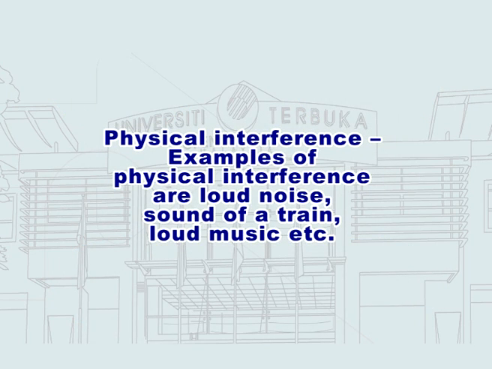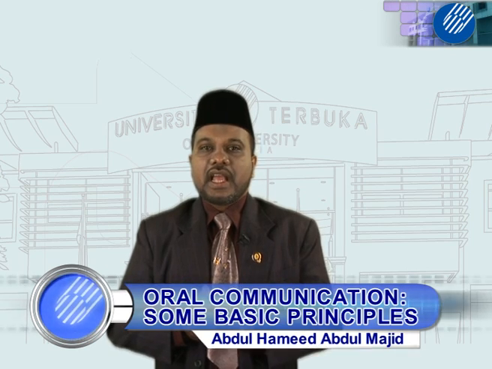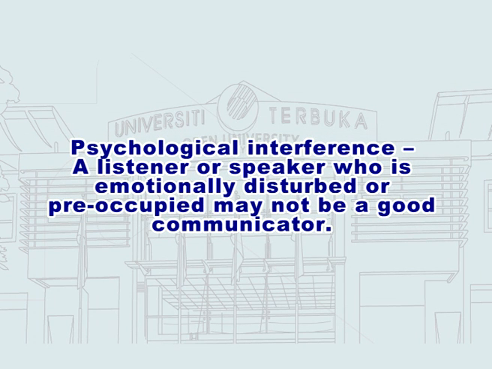Physical interference. Examples of physical interference are loud noise, such as the sound of a train, loud music, and so on. All these are beyond our control. Physiological interference. This refers to the speaker and the listener. The speaker or listener may be hearing impaired, have articulation problems, or have memory loss. Psychological interference. A listener or speaker who is emotionally disturbed or preoccupied may not be a good communicator. Anger and emotions will distort the message.